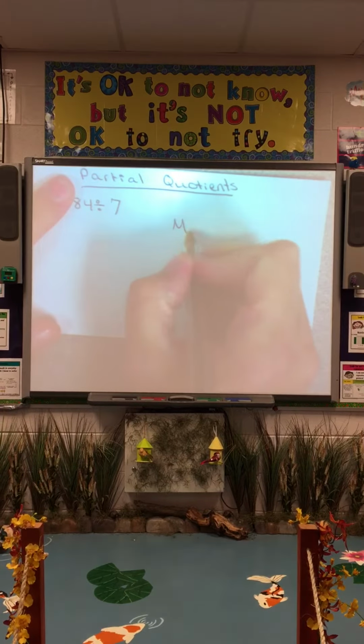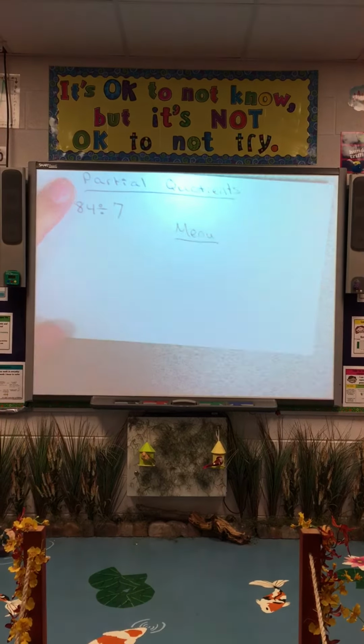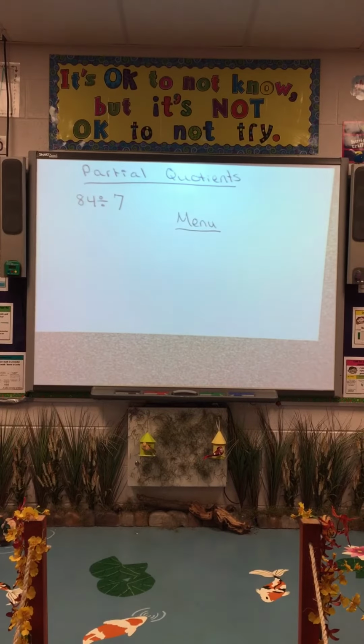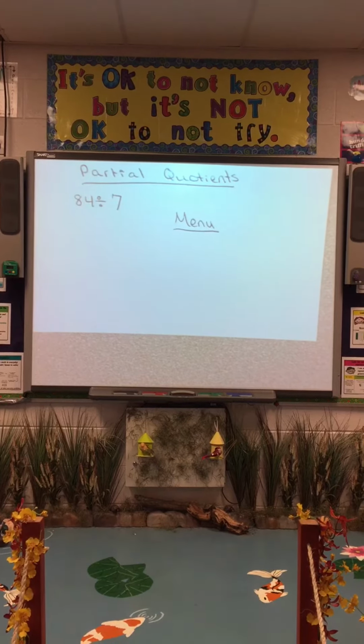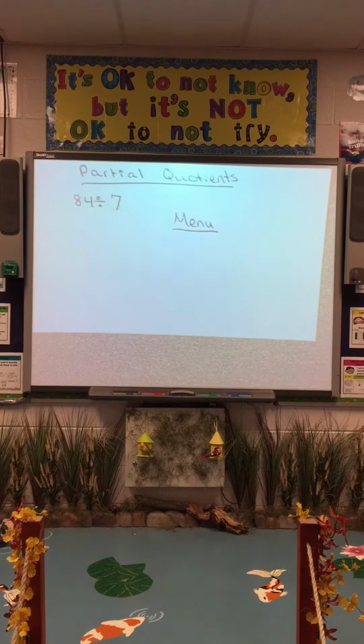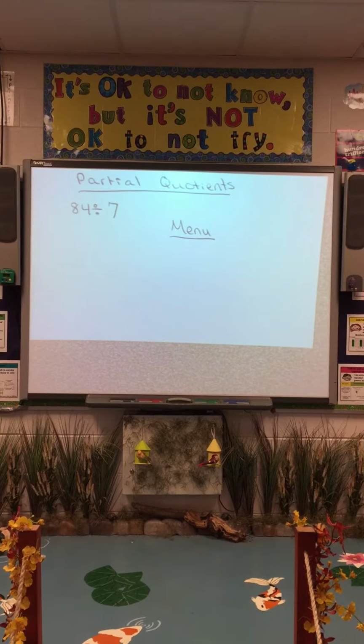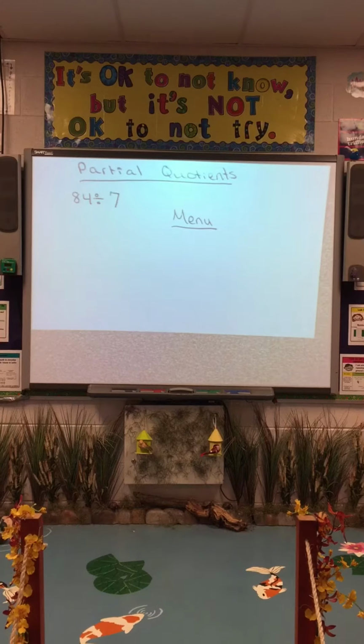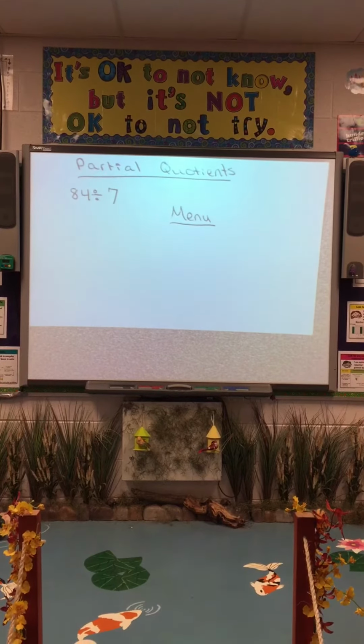And a menu, I use this because I tell the kids, when you go grocery shopping, you normally make a grocery list so you can organize your thoughts. When you write, you're going to organize your thinking before you go into writing an essay. So this is kind of what we do with partial quotients, is we're getting all our thoughts out there.